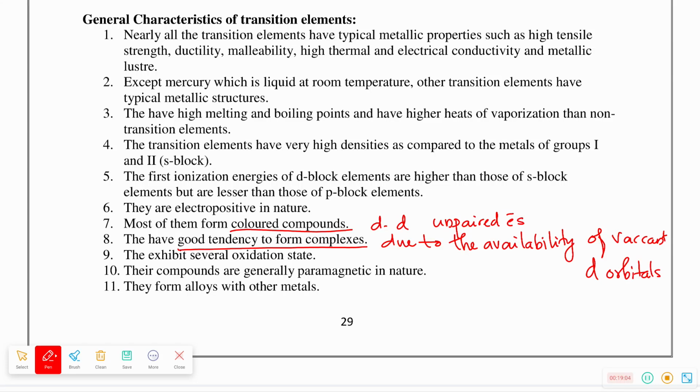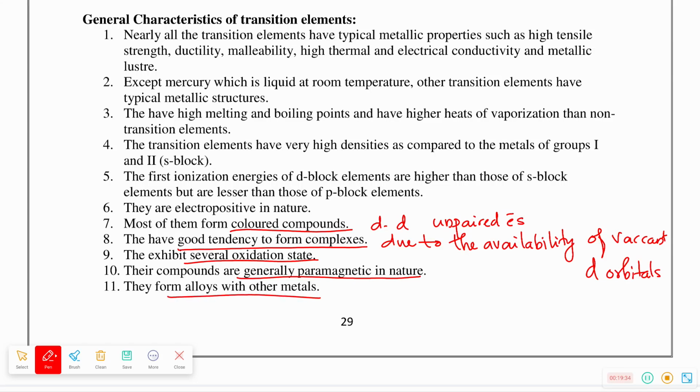Then they exhibit several oxidation states. Why several oxidation states? Due to the presence of unpaired electrons. Then their compounds are generally paramagnetic in nature. Paramagnetism means unpaired electrons. Diamagnetism means paired electrons.